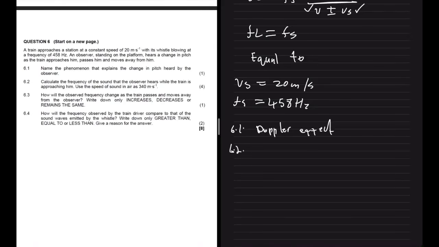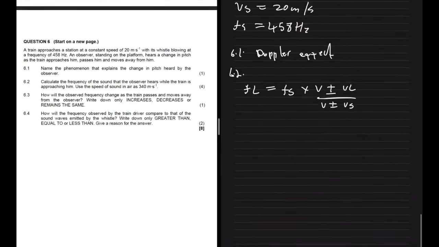6.2. Calculate the frequency of the sound that the observer hears while the train is approaching him. Use the speed of sound in air, 340 Hertz. Calculate the frequency. Okay, so we are looking for FL, which equals FS multiplied by V plus or minus VL, divided by V plus or minus VS, like we always have.